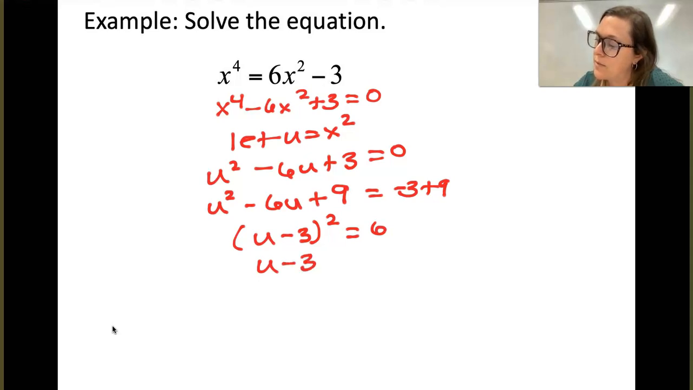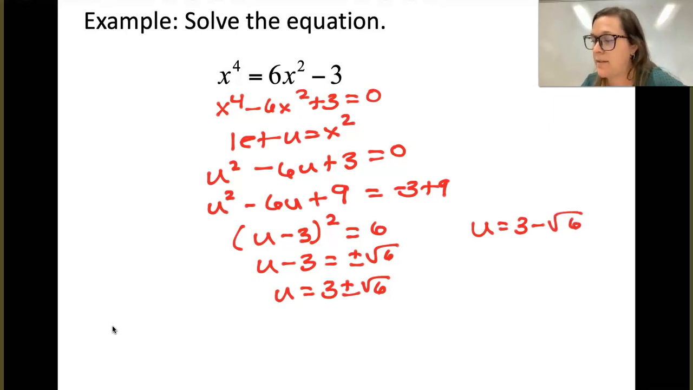So u minus 3 is equal to plus or minus the square root of 6. U is equal to 3 plus or minus the square root of 6. So I get u is equal to 3 minus the square root of 6. But what did we say u was? U was x squared. So x squared is equal to 3 minus the square root of 6. And then we get x squared is equal to 3 plus the square root of 6.